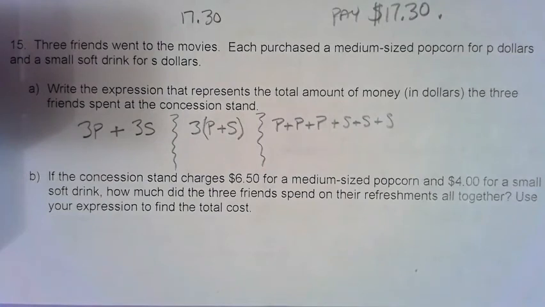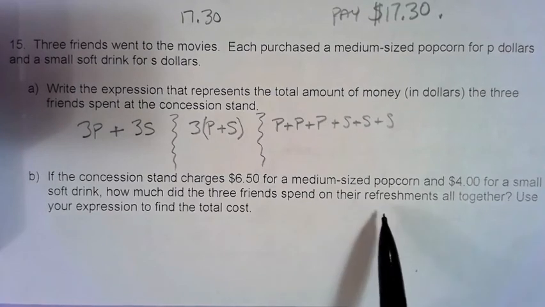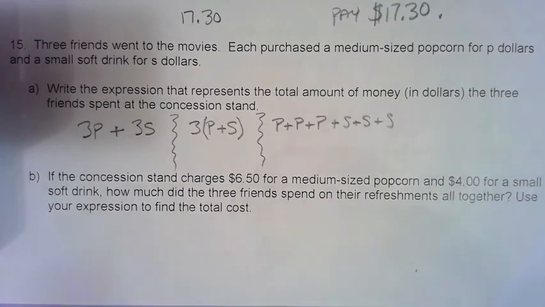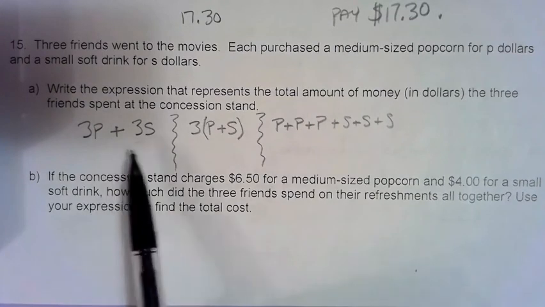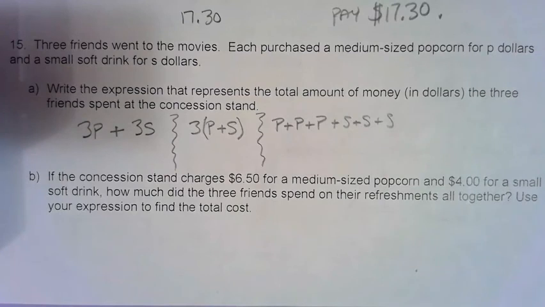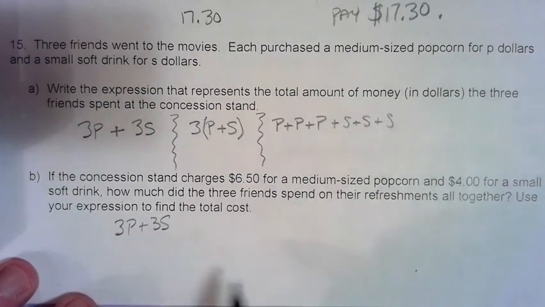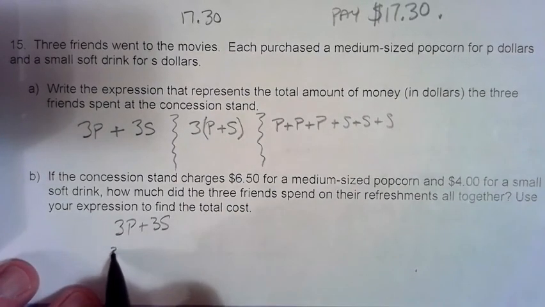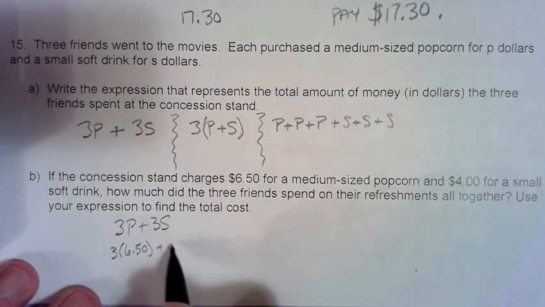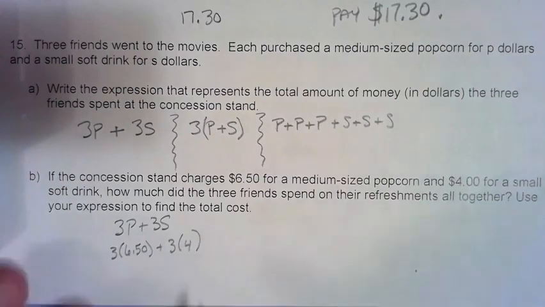Now, part B says if the concession stand charges $6.50 for a medium-sized popcorn and $4 for a small soft drink, how much did the 3 friends spend on their refreshments altogether? Use your expression to find the total cost. So, depending upon the one that you used, go ahead and calculate the cost of the popcorn and the soda. I'm going to go ahead and use the first example. So I'm going to have 3P plus 3S. A popcorn was $6.50, so 3 times $6.50, plus 3 times a soda was $4. Okay, so we'll do our multiplications and then we will add.